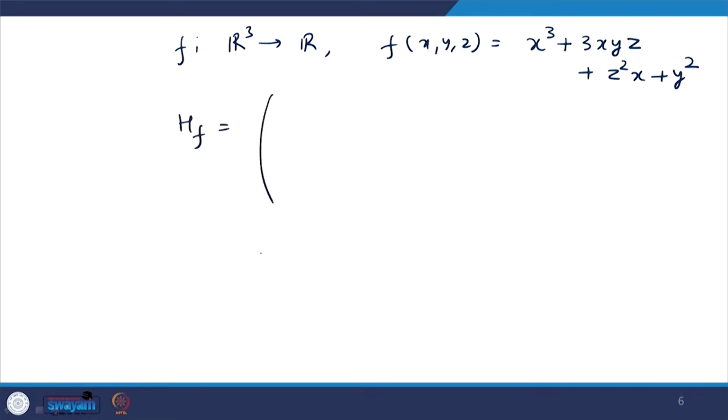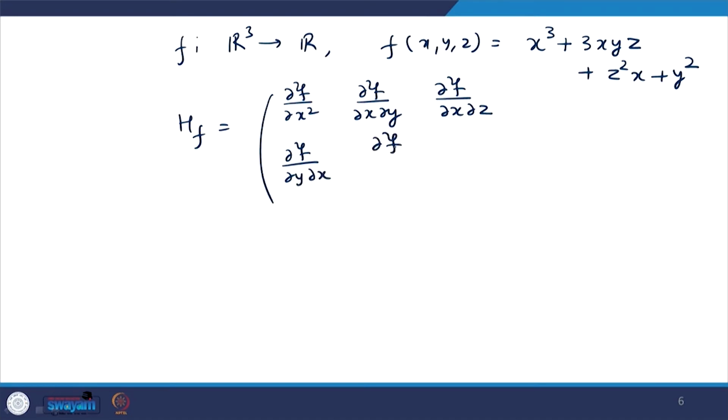It will be a function of 3 variables, that means del square f upon del x square, del square f upon del x del y, del square f upon del x del z, again del square f upon del y del x, del square f upon del y square, del square f upon del y del z. It is del square f upon del z del x, del square f upon del z del y, del square f upon del z square.